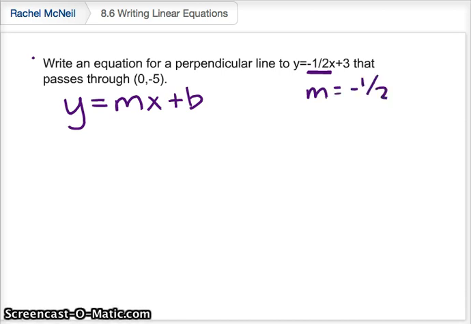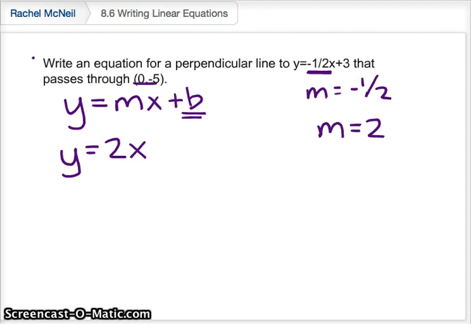Now I want to find the slope for the perpendicular line. Well, I need to take the reciprocal of 1/2, which equals 2. And I want to take the opposite of it. Well, this is a negative 1/2, so the slope for my new line is going to be a positive. So it's going to be m equals 2. I'm going to start to write out my equation. y equals 2x. And now I need to find the y-intercept.